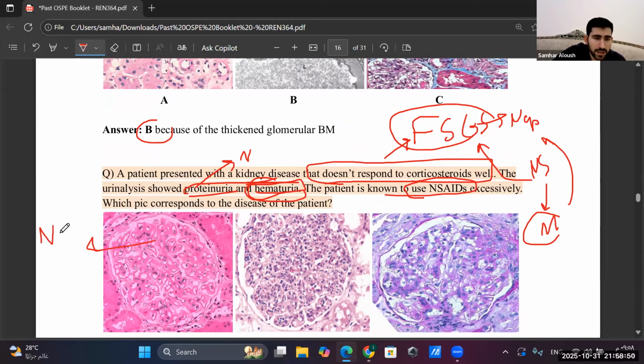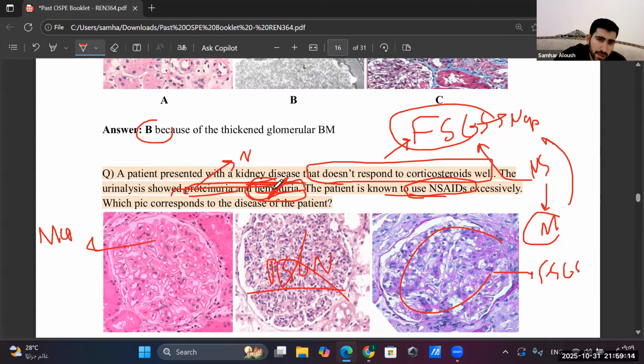This one is membranous nephropathy because it has a thickened membrane. This one is PSGN. And this one is focal segmental glomerulosclerosis. So the patient has nephritic. If I would just go with nephritic, I would choose PSGN, but it doesn't respond to corticosteroids, NSAIDs, and stuff. So it's not PSGN. He is referring to a nephrotic syndrome.